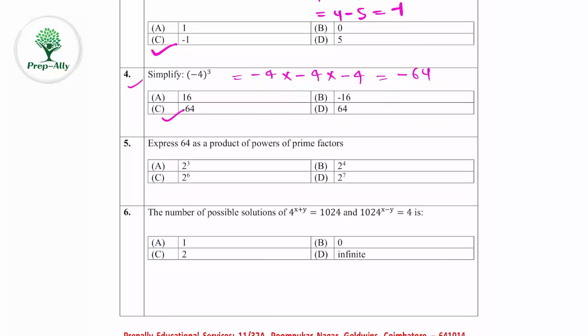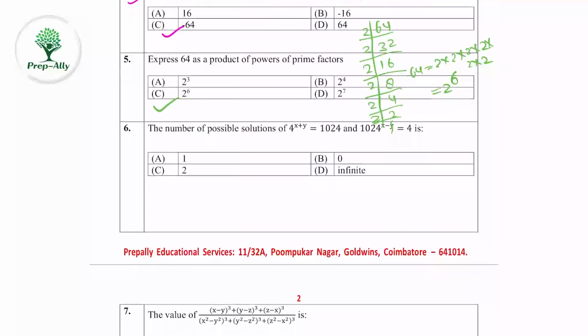Now here 64 has to be expressed as the product of powers of prime factors. So we have to do the prime factorization of 64. By dividing by 2, 64 becomes 32. Again I divide by 2, this is 16. Again by 2, this is 8. Again by 2, this is 4. And again we get 2, and then 1. So 64 we can write as 2 into 2 into 2 into 2 into 2 into 2, which is 2 raised to the power 6. So option C is the correct one.